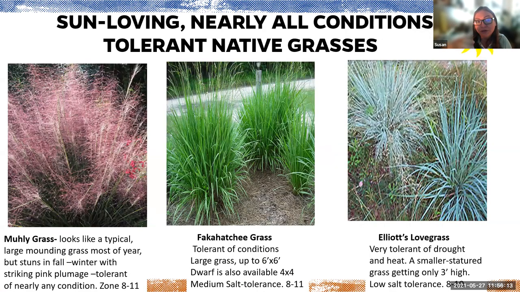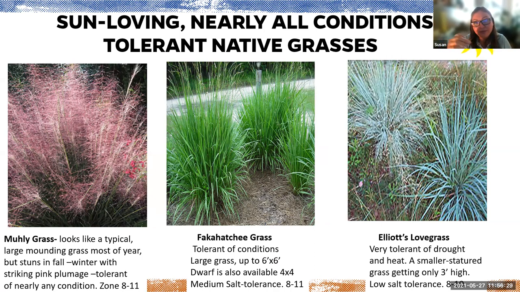And here's some ornamental grasses that are native. Muley grass looks like a typical grass for most of the year, but then in the fall, it is just stunning with that display of purple plumes.